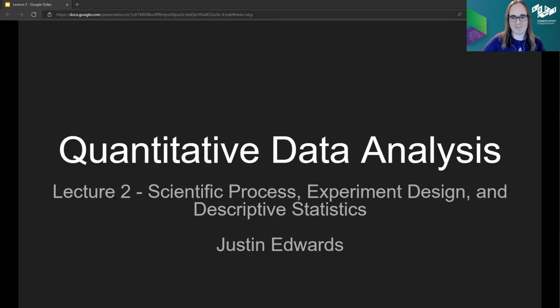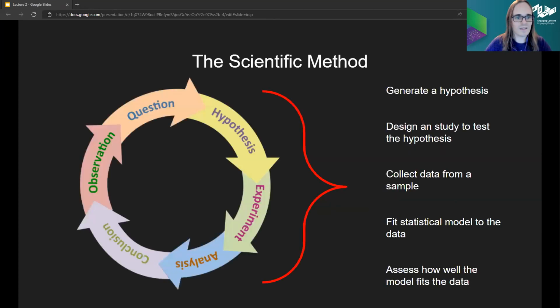Hi, for those of you just joining this recording, I haven't said much yet, but this is week 2 of QDA, and we're going to talk about the scientific method. So if you've had me in any classes this year, including UXT or this class, you will have already seen my obsession with this wheel diagram for the scientific method.